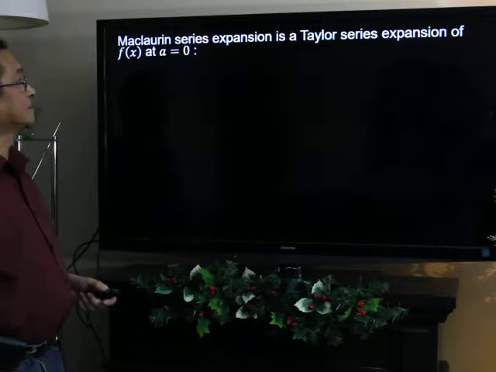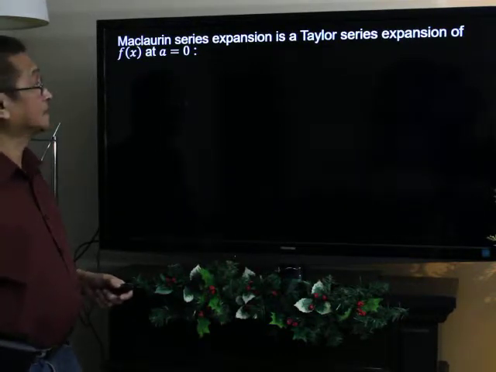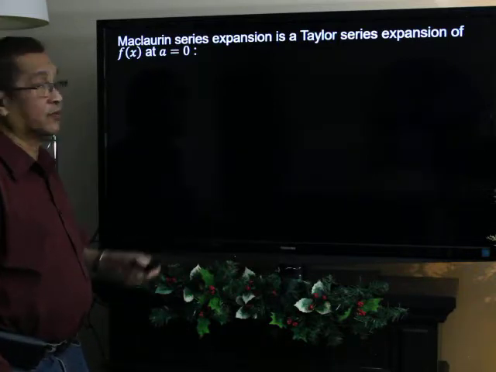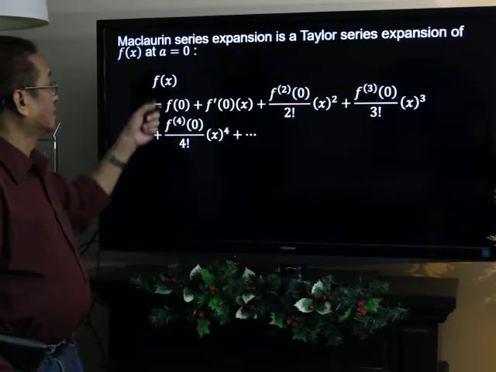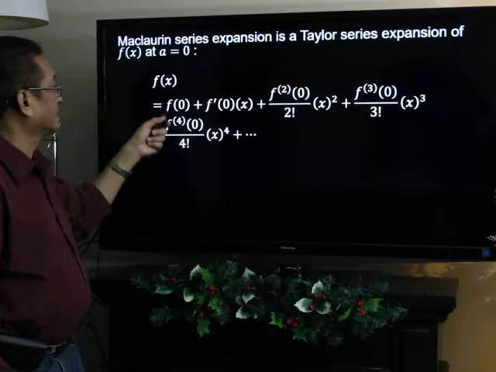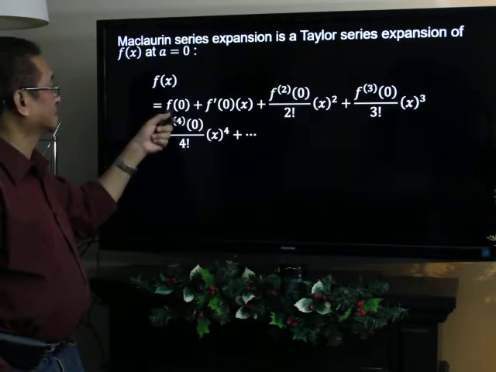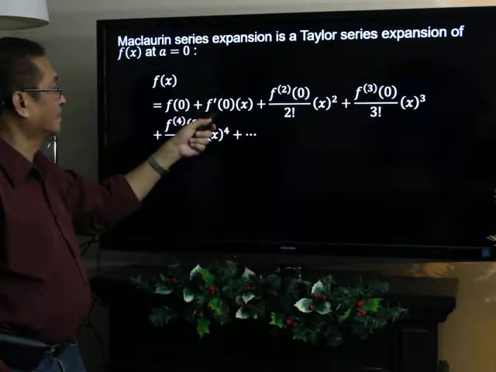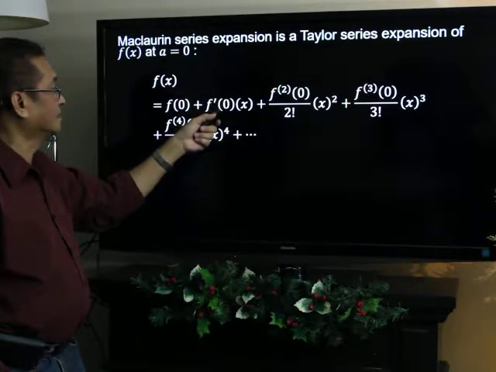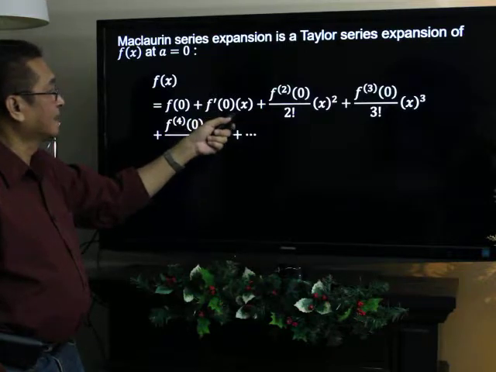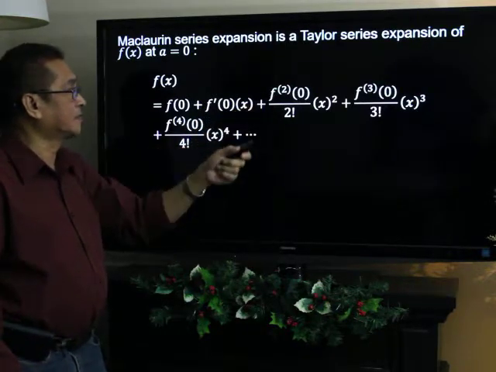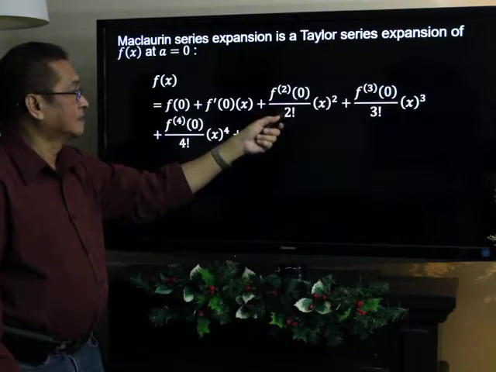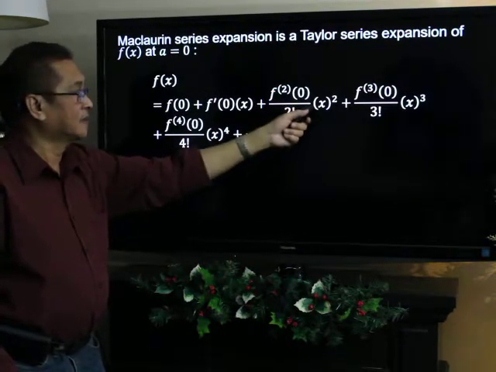So Maclaurin series expansion is simply a Taylor series expansion of a function of x at a equals 0. So you have the function of x equal to the function of x at x equals 0 plus the first derivative of x at x equals 0 times x, and plus the second derivative of x at x equals 0 divided by 2 factorial and x squared.